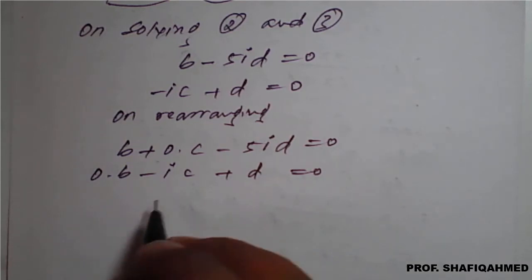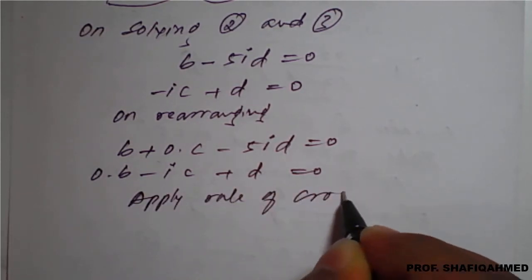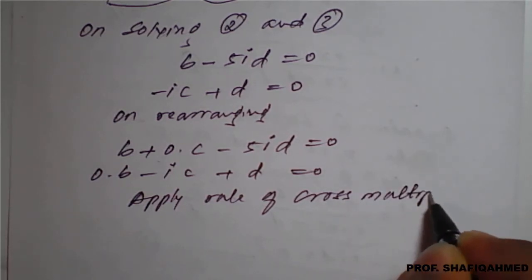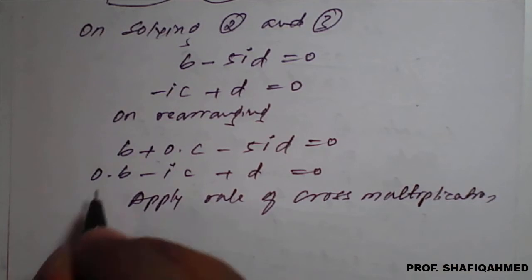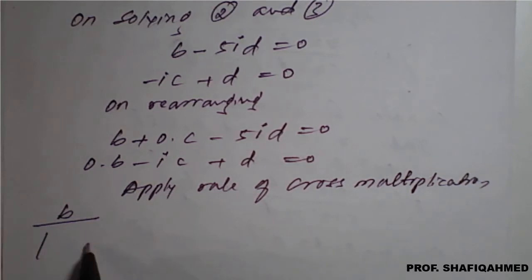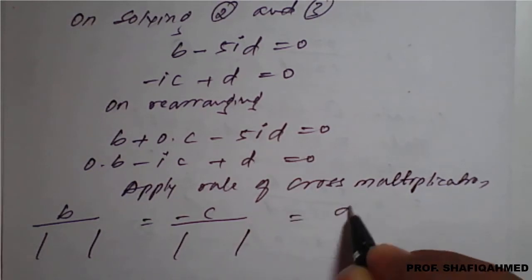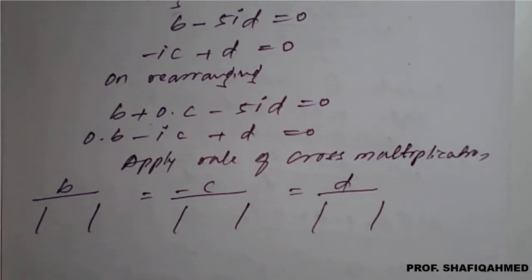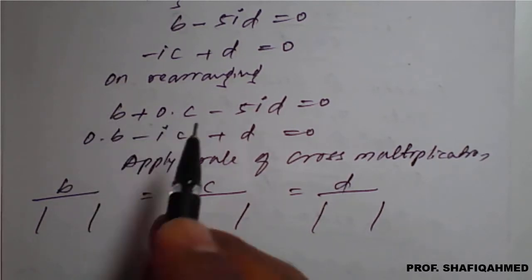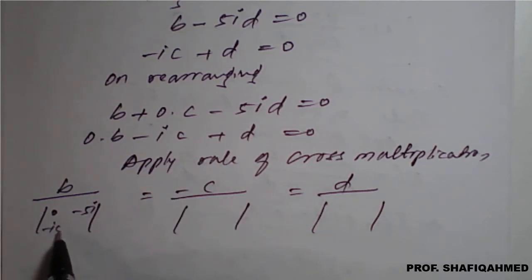So we'll go for what here? Apply the rule of cross multiplication. Here the variables are B, C, D. So it will become B divided by determinant, then minus C divided by determinant, and D divided by determinant. Let's see the determinant values. To get B, hide B. So we'll get the coefficients 0, minus 5i, minus i, and 1.